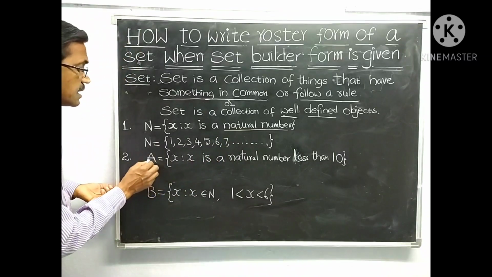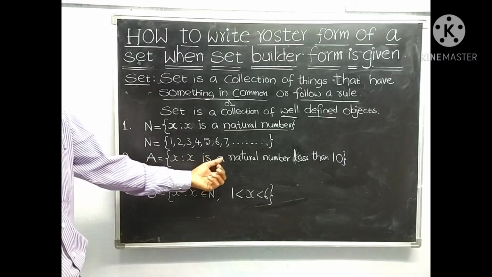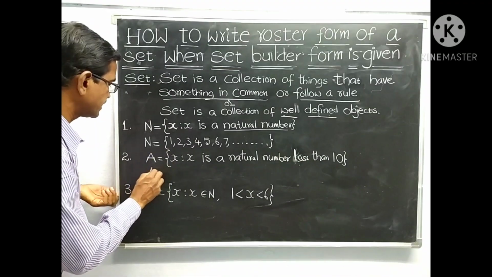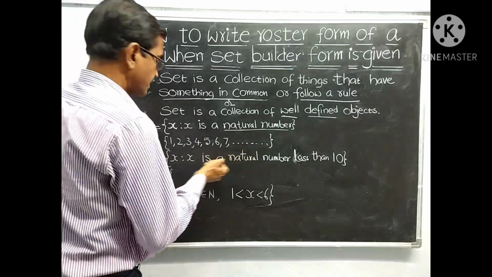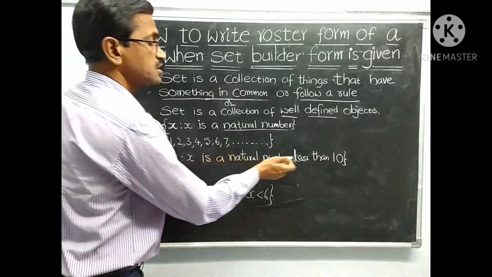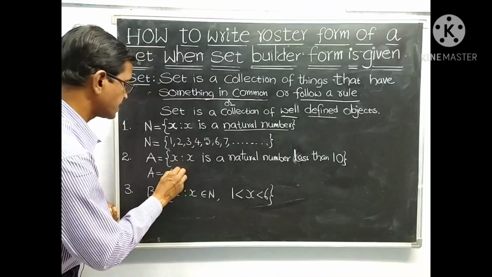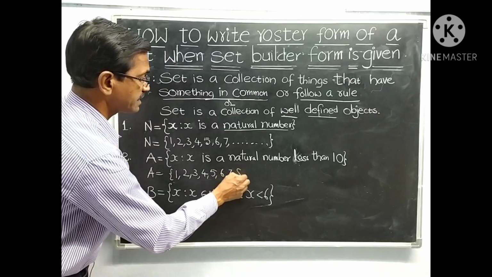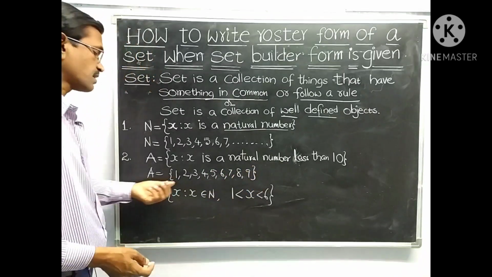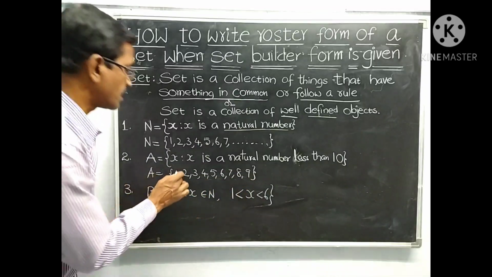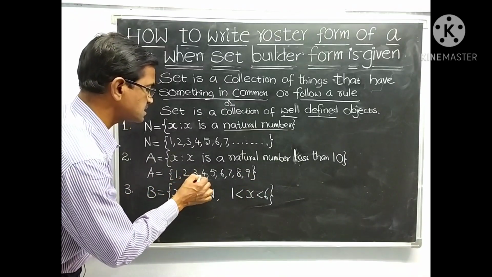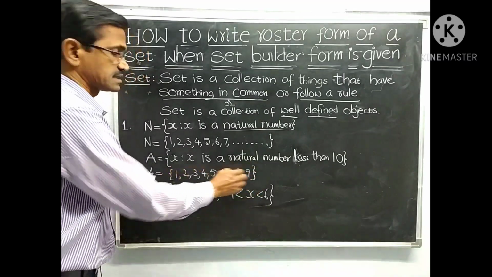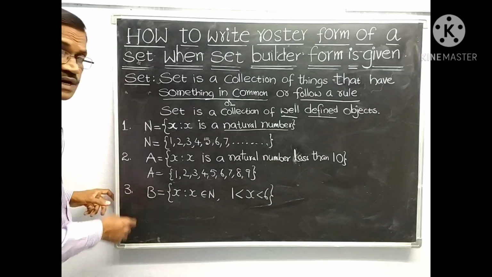Next, second one, A is equal to {x such that x is a natural number less than 10}. We have to collect elements from natural numbers which are less than 10. We know what they are: 1, 2, 3, 4, 5, 6, 7, 8 and 9. We write all the elements starting from 1, separate them by commas like this, and enclose them in braces. Okay, let us go to the third example.